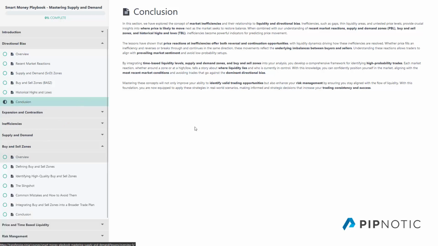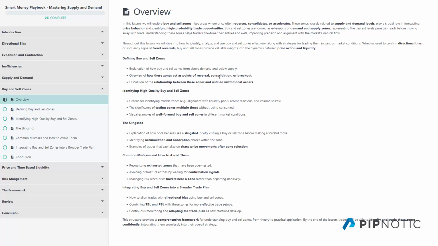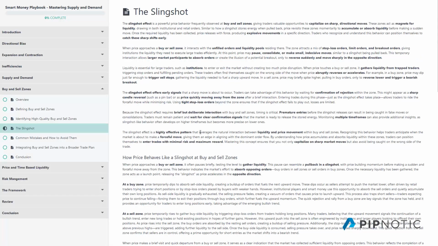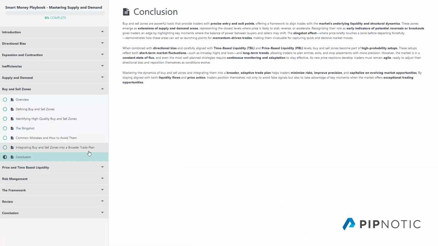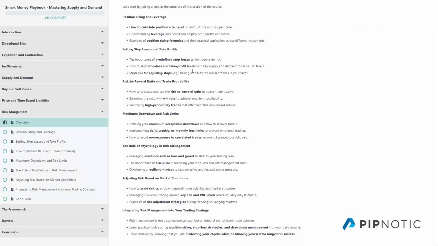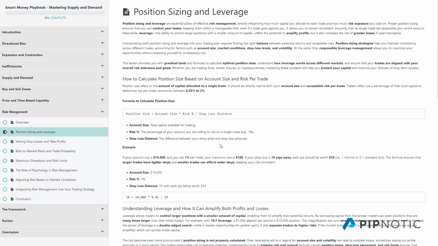We've got buy and sell zones here. The overview looks like this. These are the different sections, and I go into each of them one by one. First of all, what is a supply and demand? A buy and sell zone. The slingshot, I've spoken about slingshots many times. What does that mean? So I delve into the details of that, and then of course I have a conclusion here. And then we also go into risk management, where I talk about all of these different things that I think are really important. We have information about position sizing, stop losses, and all sorts.